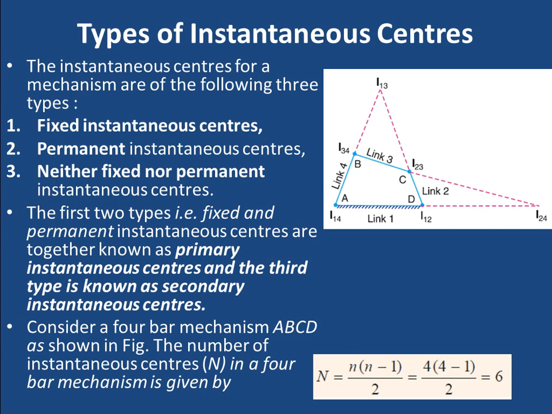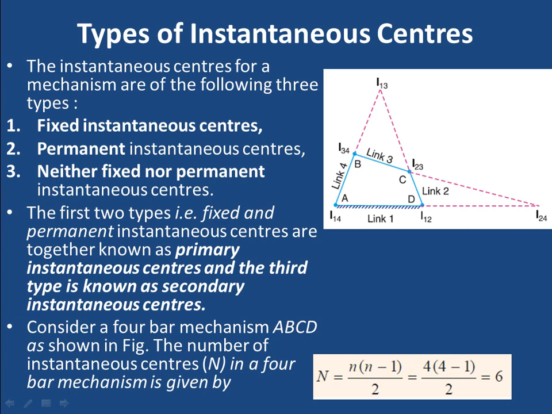Okay, so consider a 4-bar mechanism here, ABCD. The number of instantaneous centers for this 4-bar mechanism will be 6. Whenever you substitute in this n, small n value, 4 into 4 minus 1 divided by 2, you will get 6. So totally 6 combinations are possible.